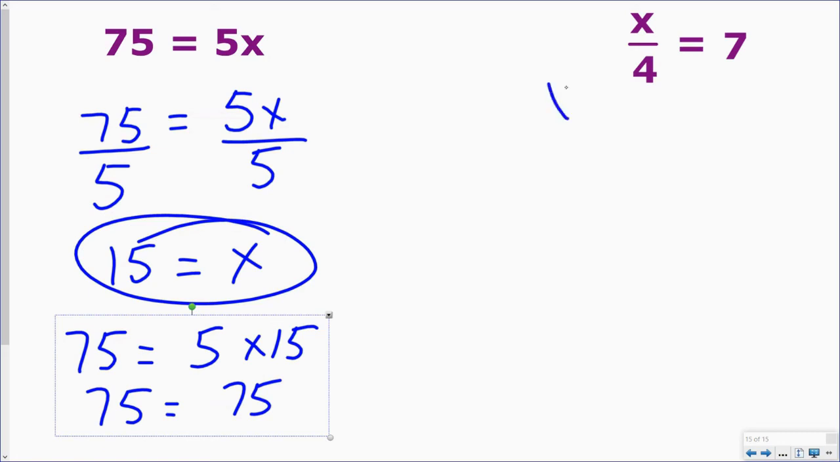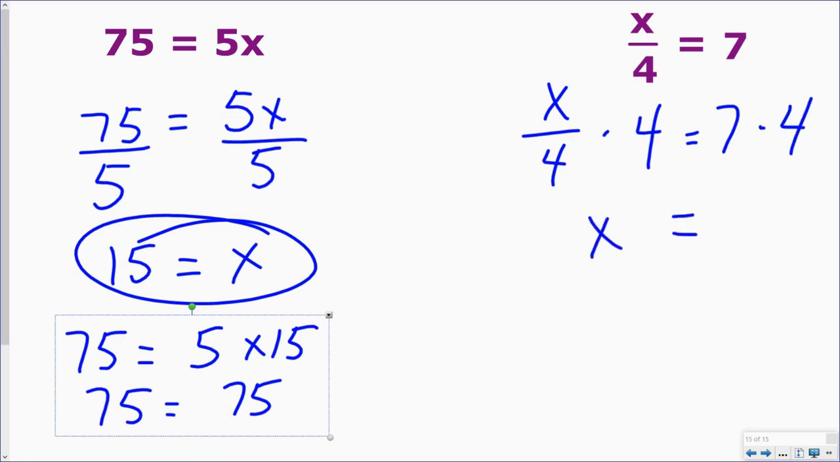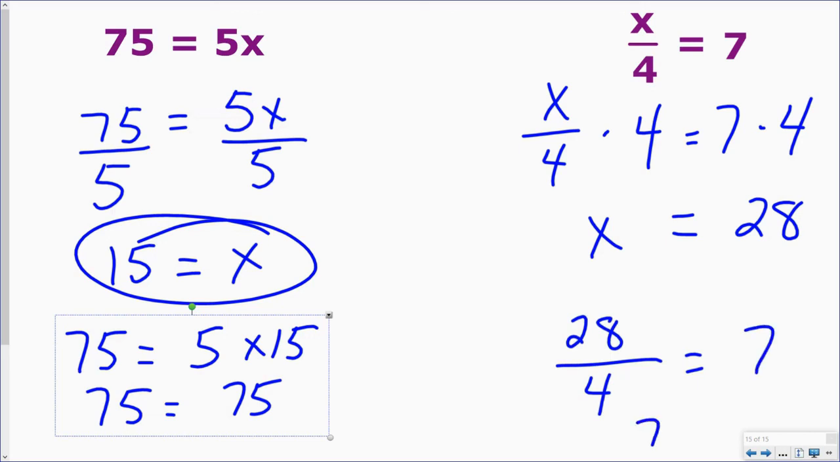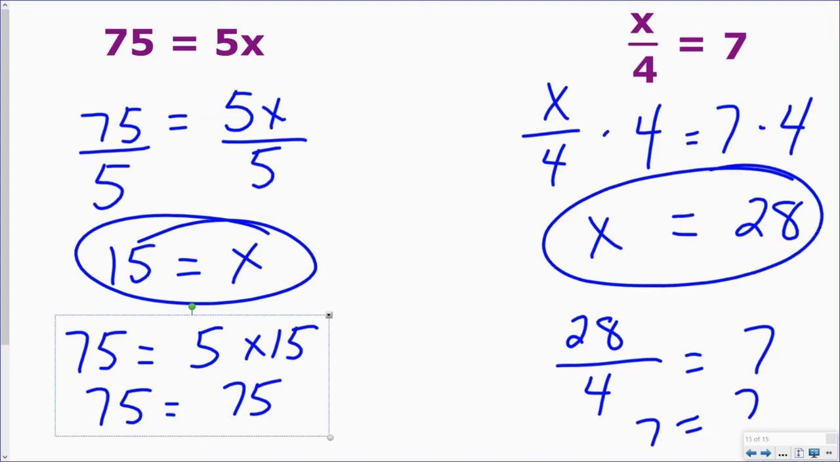Over here, I have x divided by 4 equals 7. The inverse of division is multiplication. So I am going to multiply that by 4 equals 7 multiplied by 4. So on this side, it gives me x. On this side, it gives me 28. So then I take my 28 divided by 4, 7. This side is 7. This side is 7. So I know that this is my correct solution.